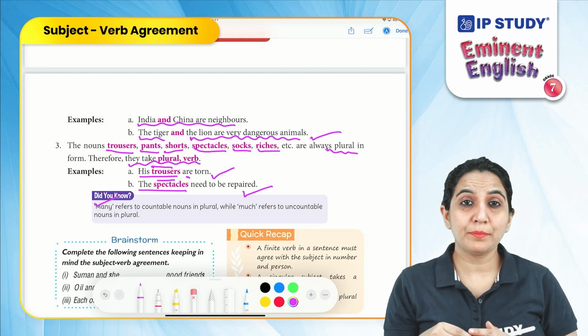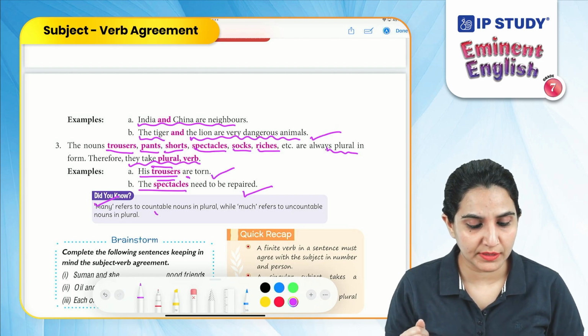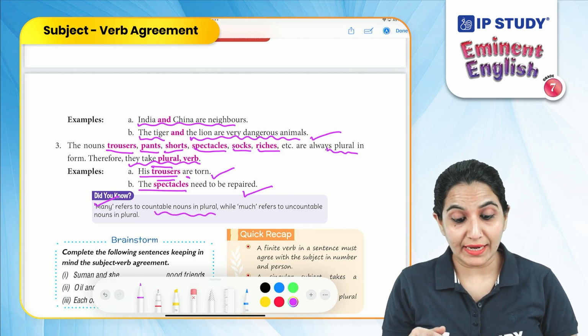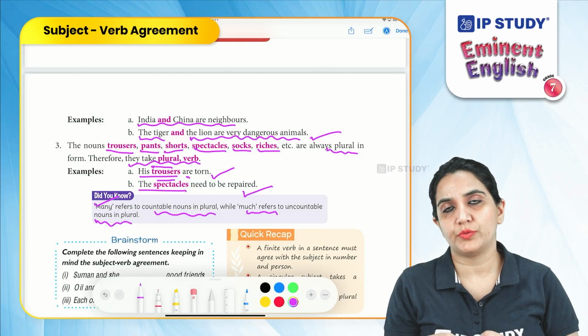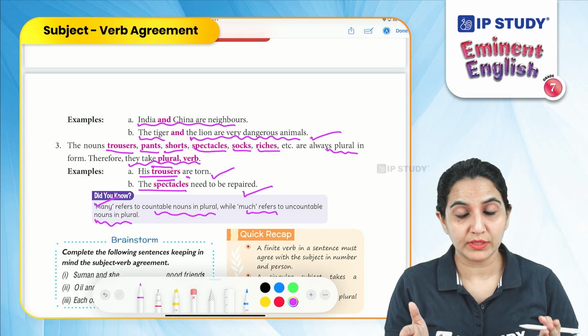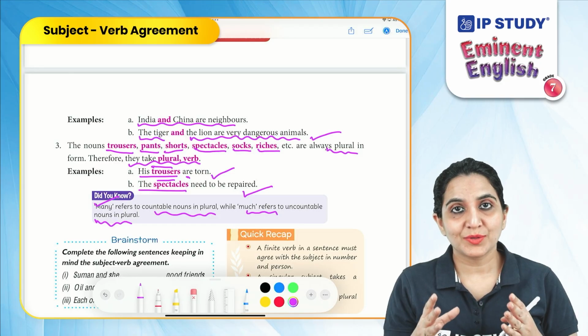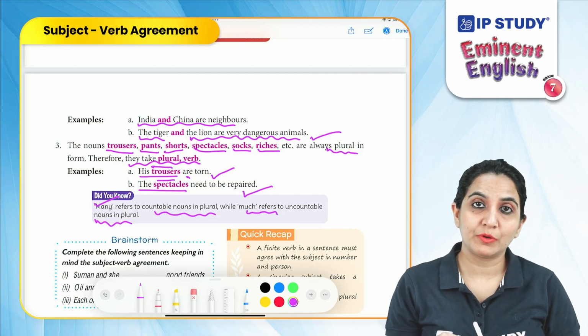So, the subject "many" refers to countable nouns in plural, while "much" refers to uncountable nouns, and they both take plural verbs. So, this was all about subject-verb agreement.